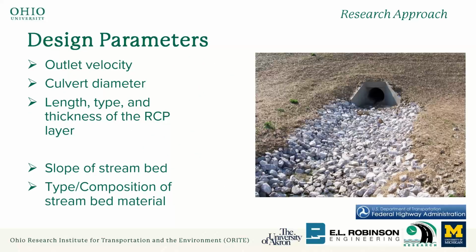So the design parameters are the outlet velocity at the culvert end, the culvert diameter, and also the length, the type, and the thickness of the RCP layers, and also the type and composition of the stream bed materials.